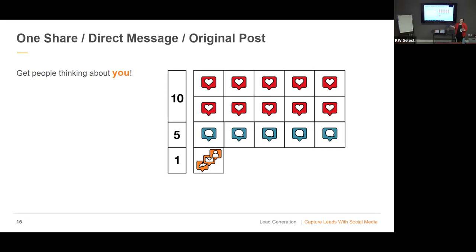And you can also direct message people. So if you see someone post something, instead of commenting something nice, send them a nice message. Just remind them that you're there and that you care about them and staying top of mind.